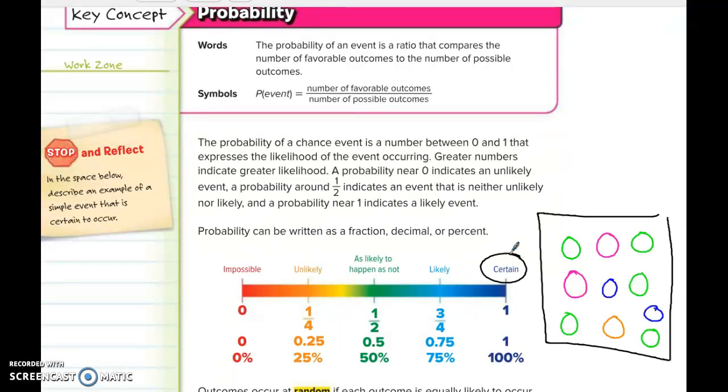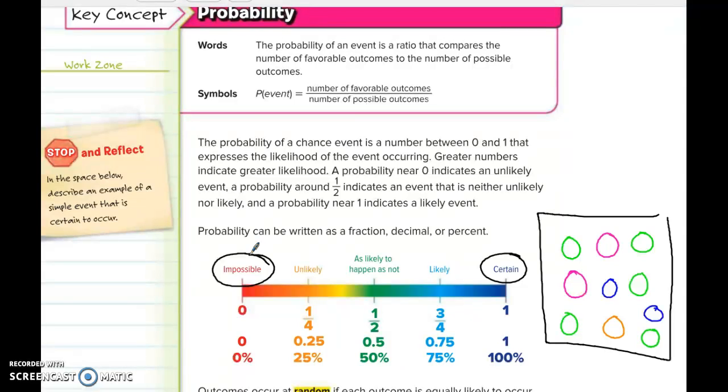Okay, if I go to the opposite side of the spectrum, impossible, if I said the probability of me choosing a yellow marble, that's impossible because there's not a yellow marble in my bag. So there's no way, 0% chance of me pulling a yellow marble because there's none in there. So that would be described as an impossible event.